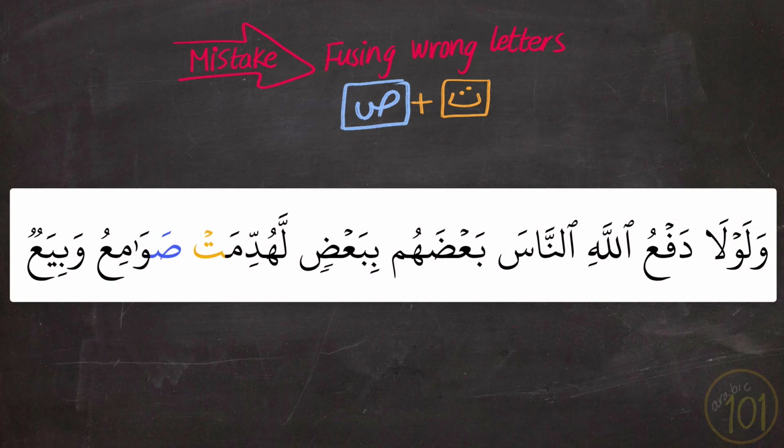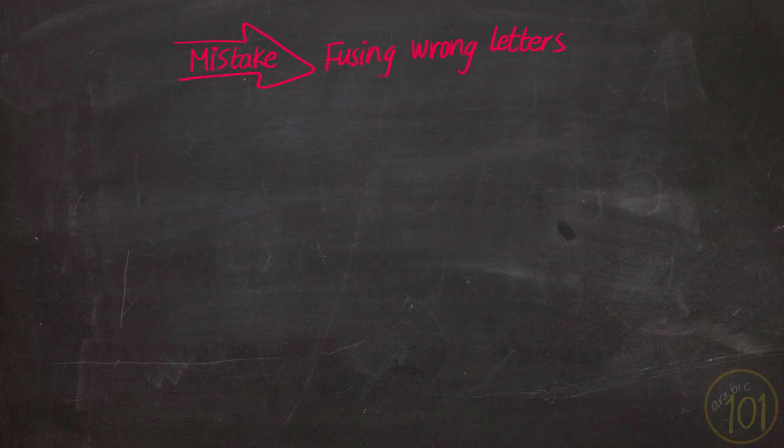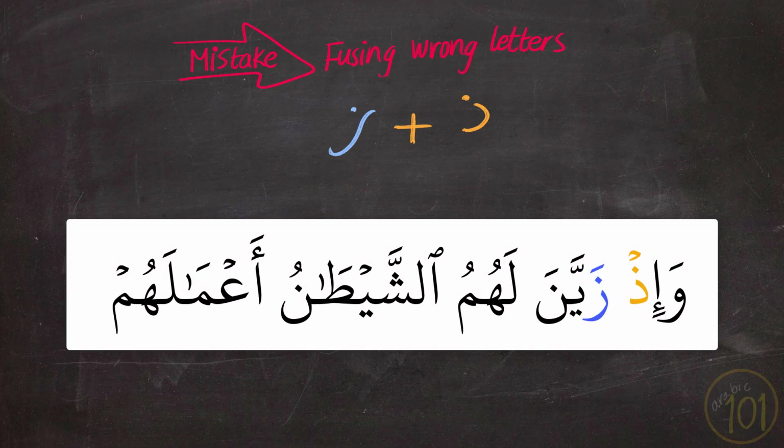وَلَوْلَا دَفْعُ اللَّهِ النَّاسَ بَعْضَهُمْ بِبَعْضٍ لَهُدِّمَتْ صَوَامِعُ وَبِيَعٌ. So it is wrong to say لَهُدِّمَتْ صَوَامِعُ وَبِيَعٌ. Also, when these two letters follow one another, it can be confusing to many learners who didn't practice the sound enough. But fortunately, there aren't many examples of the Quran that have this combination. But this is how you should pronounce it.